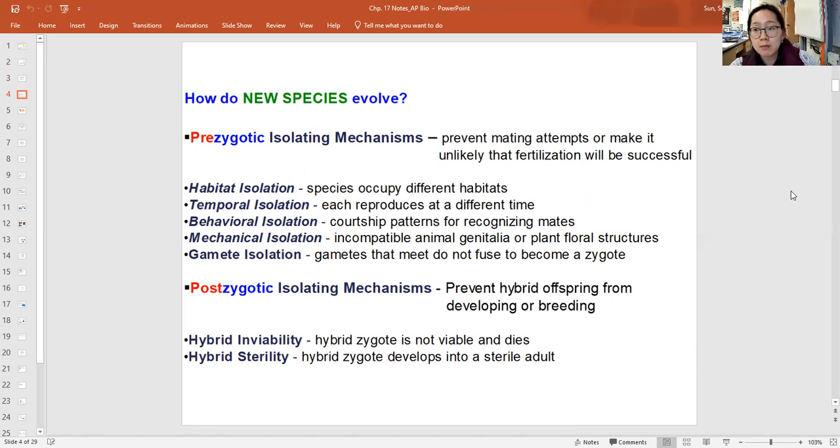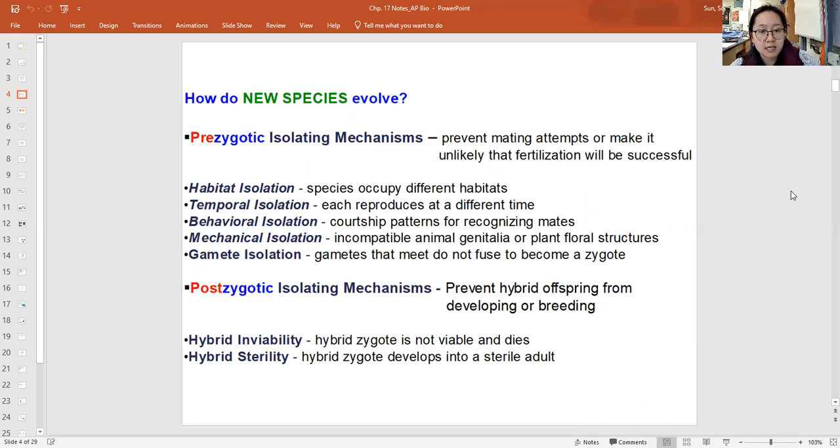So there are some isolating mechanisms that cause organisms to become different and eventually speciate into new species. Like the definition says, pre-zygotic isolating mechanisms prevent mating attempts or make it unlikely that fertilization will be successful. So anything up until the point of sperm and egg meeting, these are some ways that are preventing species or organisms from making that happen.